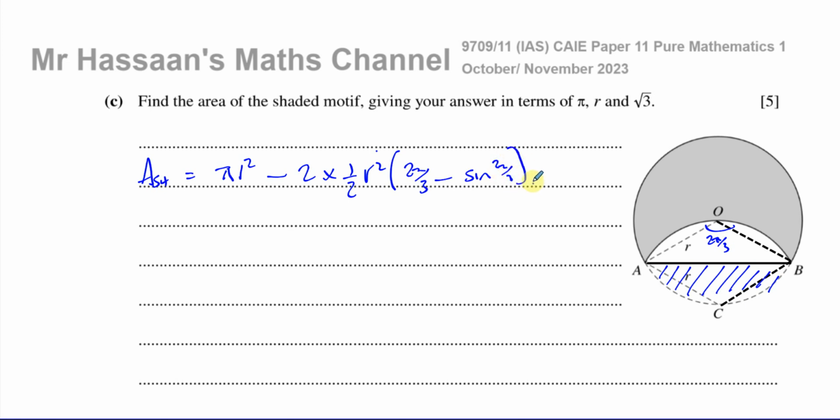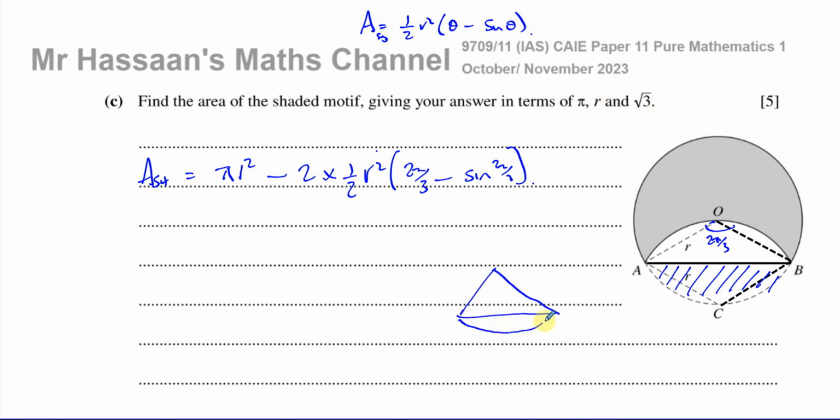Why am I writing that? Because we know the area of a segment is given by a half r squared brackets theta minus sine theta. And where does that come from? Well, the area of the segment is the area of the sector, the whole sector. I keep saying sector, I mean segment. So it's like the area of the whole of this, I'll just draw it over here to make it a bit clearer.